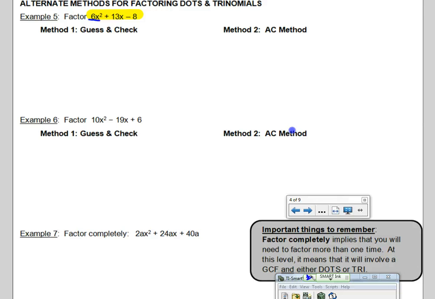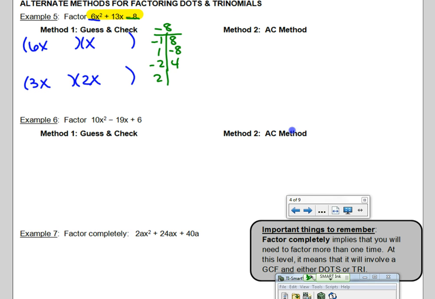Well, how do I get 6x squared? 6x times x is one way, but there's actually another way. It also could be 3x times 2x. So unfortunately, I have no idea right now which one is the correct start of this. So this is why the guess and check is a little tedious, because now you have to check two different cases. We still have to multiply and make negative 8. So negative 1 and 8, positive 1 and negative 8, negative 2 and 4, positive 2 and negative 4. All right, those are my only numbers that multiply to make negative 8.